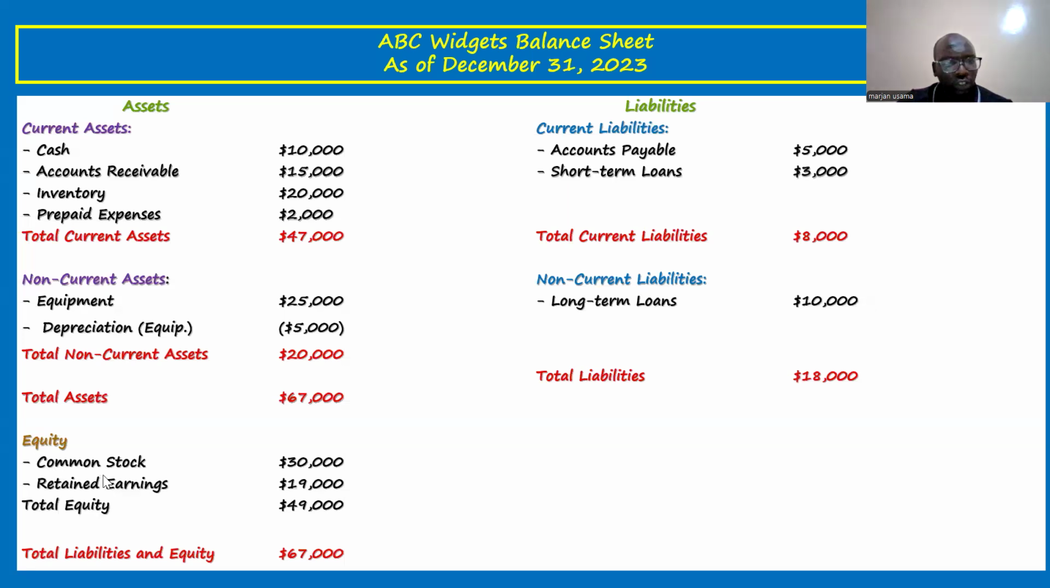We have our common stock, the retained earnings. Now our total equity is what? It is 49,000. So the total liabilities and the total equity is 67,000.